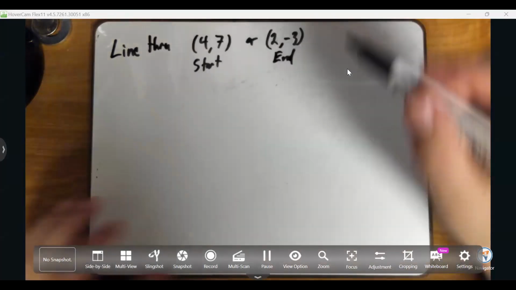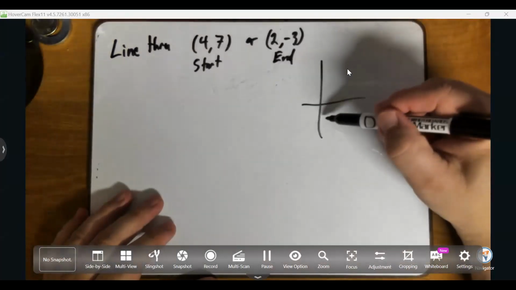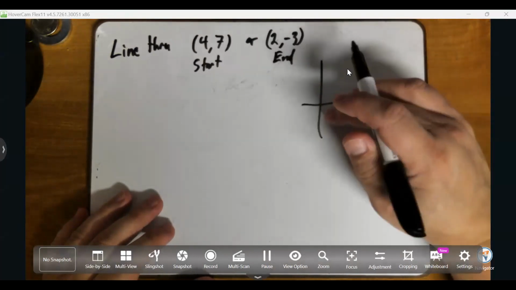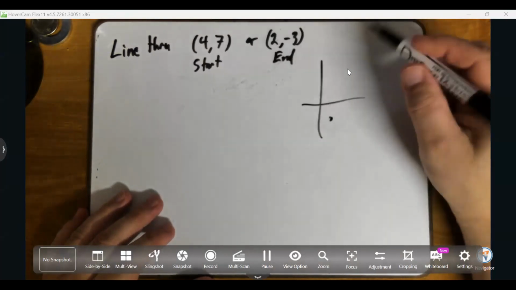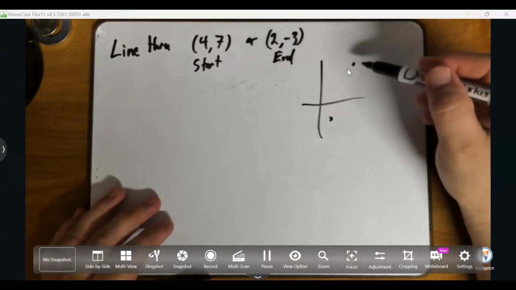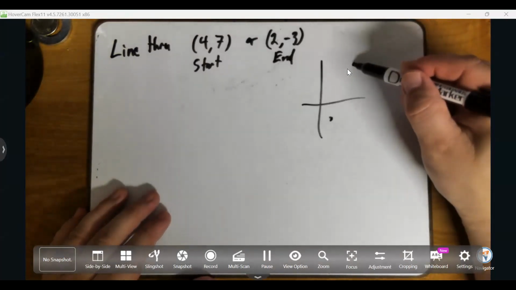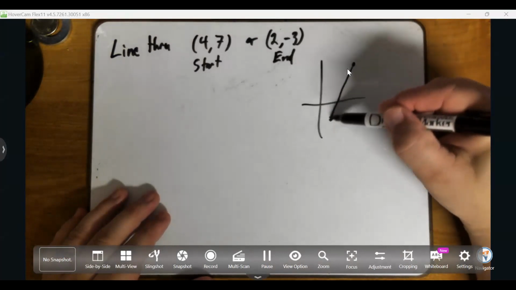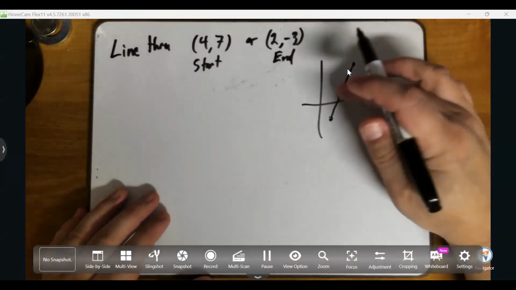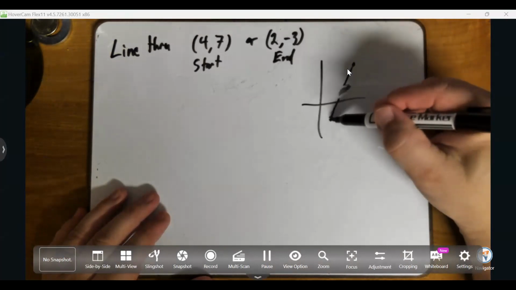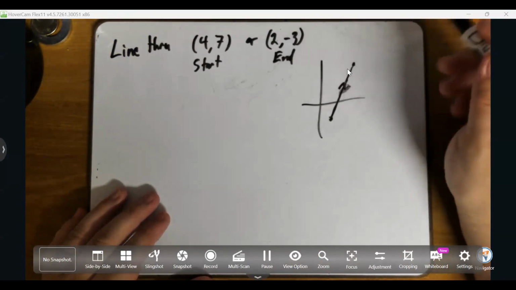And there's 2 ways we could do this. So I'm just going to jot these down. So 2, minus 3 and 4, 7, not to scale, but there's 2 paths here. We could start at 4, 7 and end at 2, minus 3, so we could go this way, or we could start at 2, minus 3 and end at 4, 7.